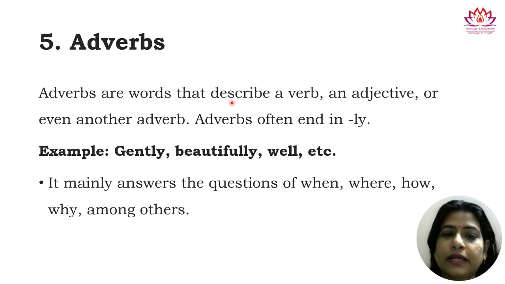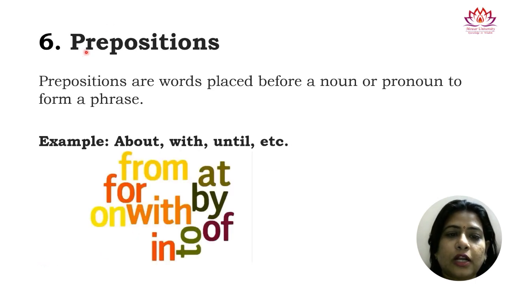Adverbs are words that describe a verb, an adjective or even another adverb. It often ends with ly. For example, gently, beautifully, well, etc. These mainly answer the questions of when, where, how, why, among others. Now coming up to prepositions. Prepositions are words placed before a noun or pronoun to form a phrase. For example, about, with, until, etc. These are other prepositions that you may use in English.